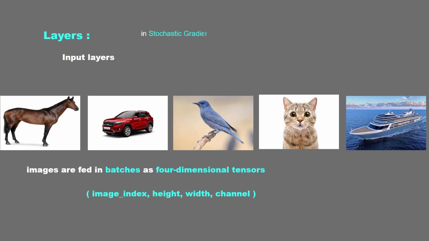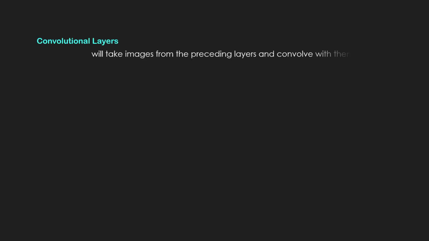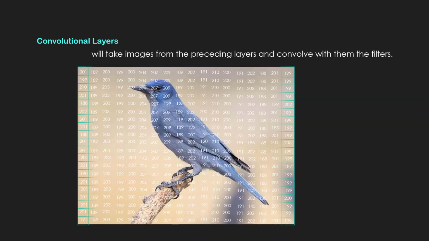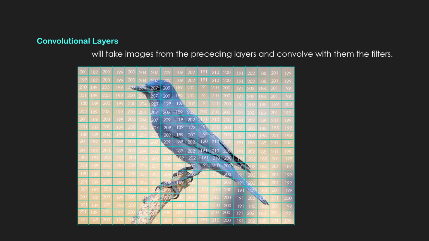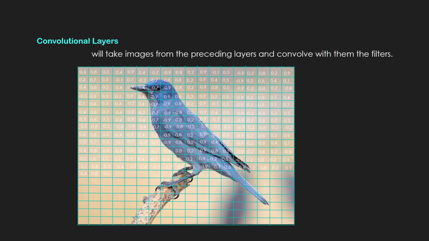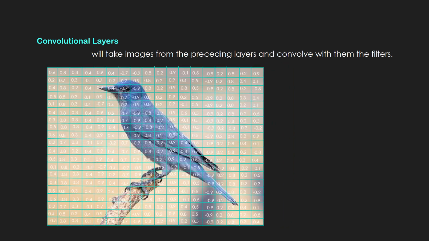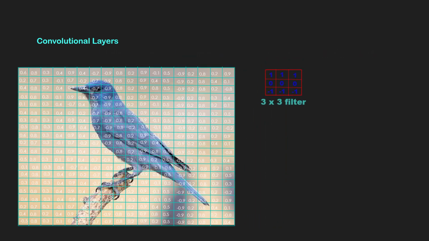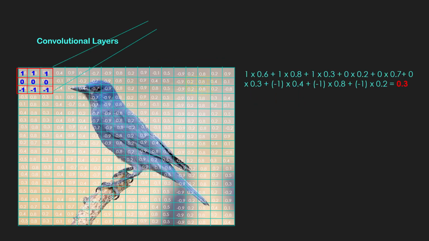In stochastic gradient descent, a few samples are selected randomly instead of the whole data set for each iteration. The convolutional layer will take images from the preceding layers and convolve the filters with them. As we know, the image is represented with pixel values. These are scaled in neural networks for best working. When the convolution process is initiated, the filter values are multiplied with the image pixel values and the results are summed.